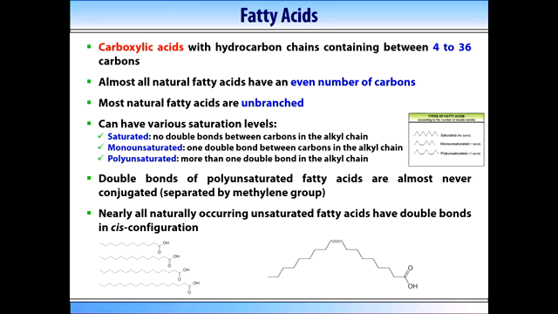Okay, fatty acids. So fatty acids are carboxylic acids with hydrocarbon chains containing between 4 to 36 carbons. So what are the simplest carboxylic acids that you remember from organic chemistry course? The simplest. Acetic acid, yes. What would be the one below acetic acid? Formic acid, yes. So formic acid, acetic acid, then propionic acid, then butyric acid.